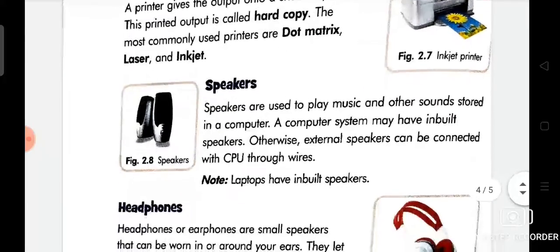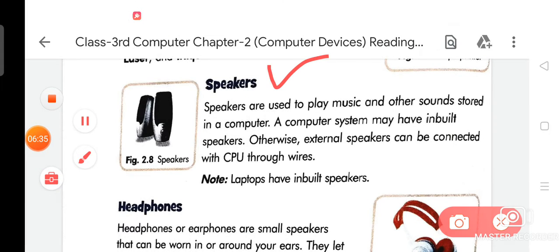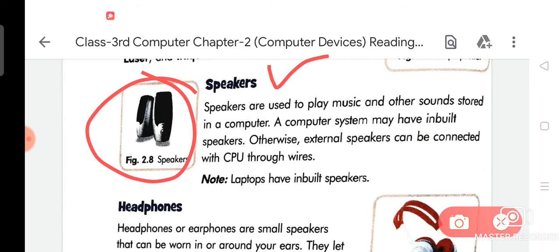From your chapter, your next topic is speakers. Before we read this topic, I have some important points for you about the speakers. Speakers are used to listen to music, sound and other sound effects stored in a computer. As you can see on your page, figure number 2.8, this is speakers.